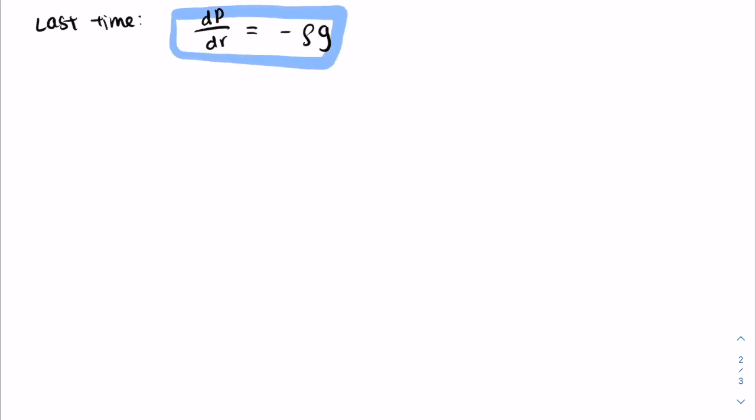Okay, so last time we derived the equation of hydrostatic equilibrium. And as a reminder, this equation told us that the gradient of pressure with respect to radius equals negative density of the medium times g, where g is big G, the gravitational constant, times m over r squared. So in hydrostatic equilibrium, you have a balance between the force of gravity and the force of pressure in opposite directions, and your element is not going to move.